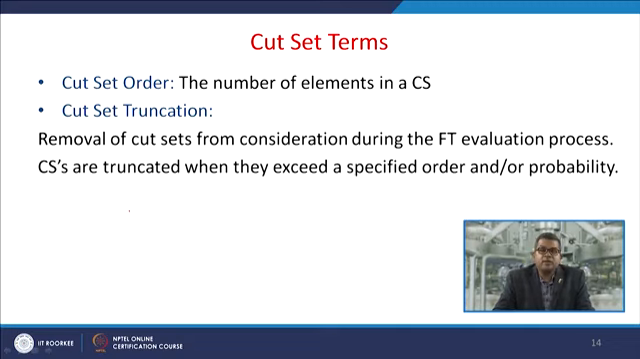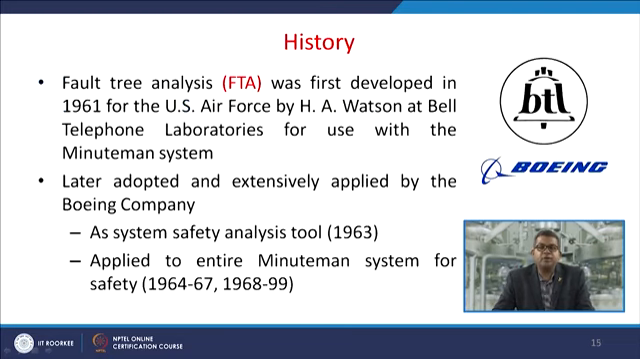Another is the cut set order, the number of elements in a cut set. The cut set truncation is the removal of cut sets from consideration during the fault tree evaluation process. These cut sets are truncated when they exceed a specified order or probability. So, let us have a look at the history of this fault tree analysis.